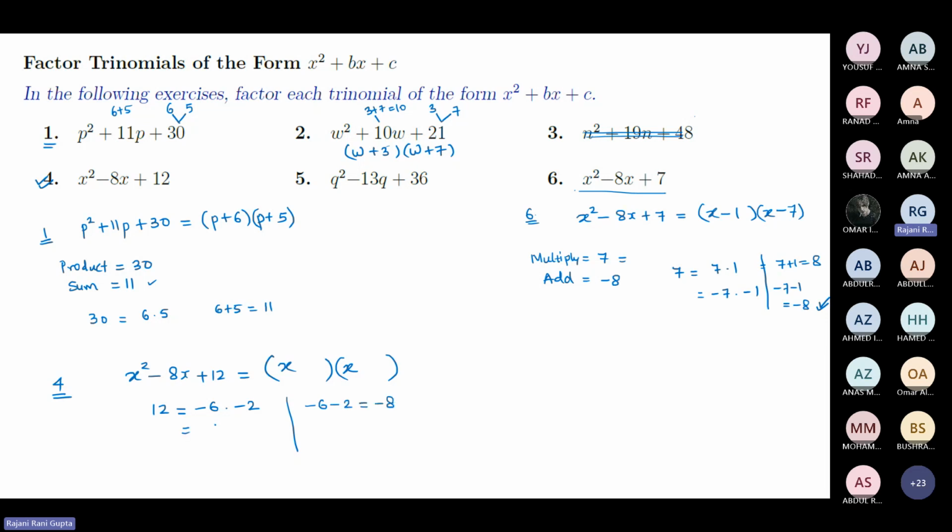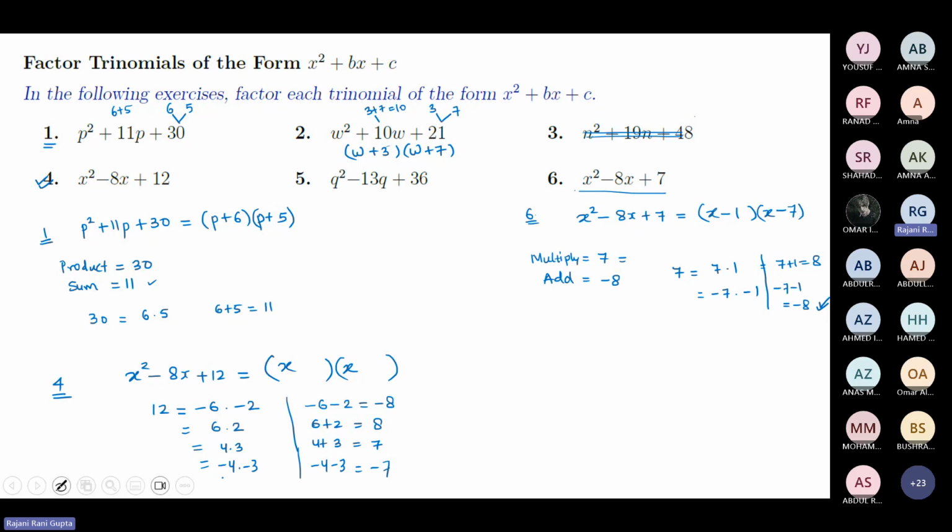Good. So you can look at other options which are not working. 6 plus 2 gives you 8. And then you also have 4 and 3, but 4 plus 3 gives you 7. You can also use minus 4 minus 3, but that gives you minus 7. These are the options. Okay.